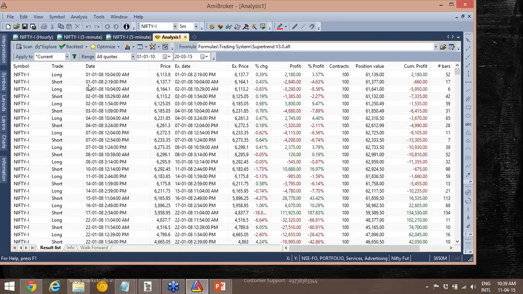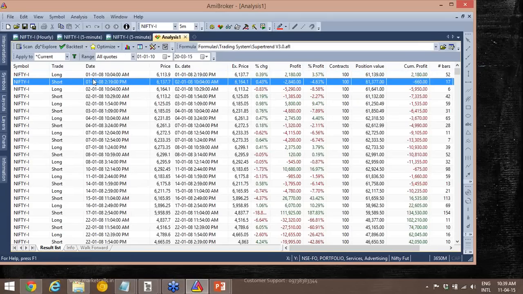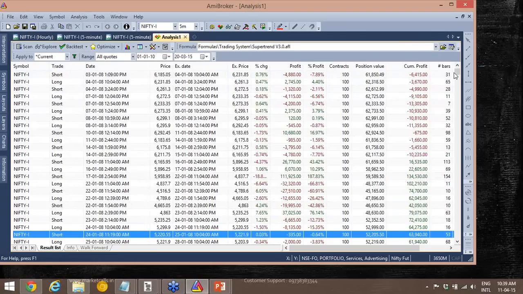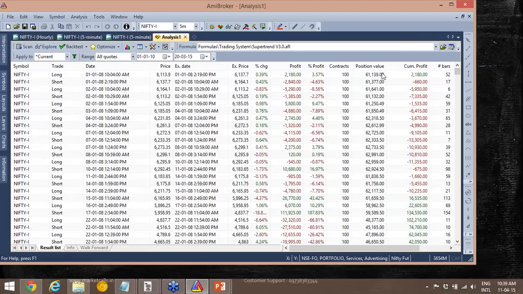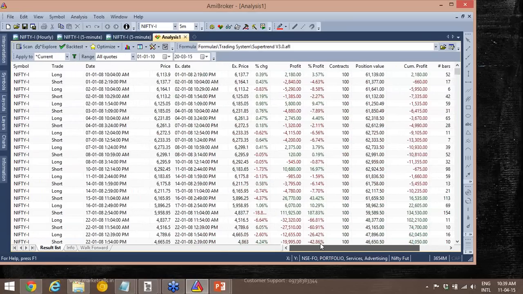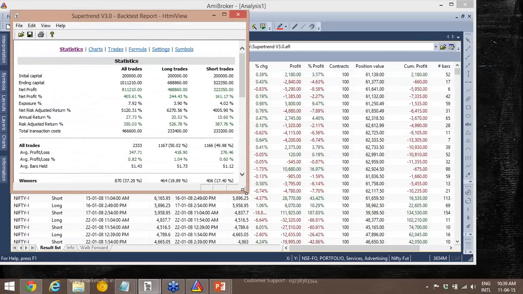So it throws a lot of analysis, a lot of statistics in front of me. It will tell me when the system entered a long, when it entered a short, for the complete set of periods. What is the profit? What is the contract size? What is the margin taken at that time? How many bars it held, and a lot of other factors, right? And there is a report section. If I click on the report, it will throw up interesting backtest results. So what does it say?